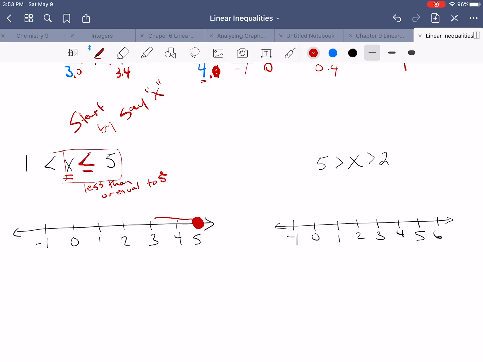But there's another statement in here. Starting with the x, reading it from the x, you're going to read it backwards. X is greater than 1. So then I'm going to go to number 1 and I'm going to put a circle on it because it does not have an equal sign. And if it's greater than 1, then 2, 3, 4, or 5 makes sense. So the graph goes this way.